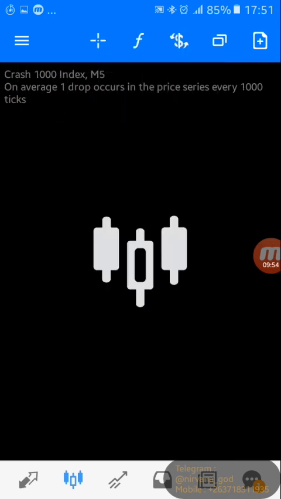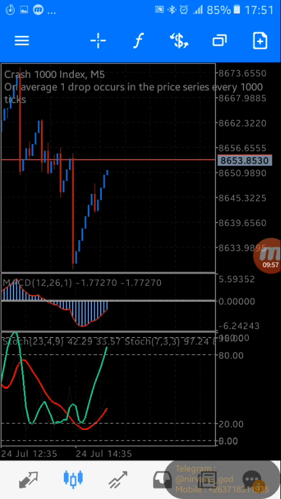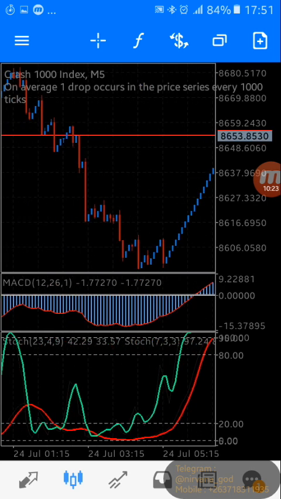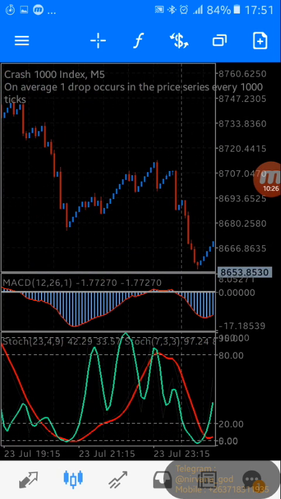Let's look at crash 1000 as the last example. For example, here, before I deactivated my data, I could tell you that it was about to spike down. I think I sent the signal in the group. I'll forward you the picture. It was about to spike down because the histogram is below level 0, number 1. Number 2, the green stochastic is separated from the red one. And number 3, it has entered the zone between level 80 and level 95. That means it was going to spike down, and it actually spiked down. I gave the signal. So here, let me give another clear example. Here, for example, do you see this?